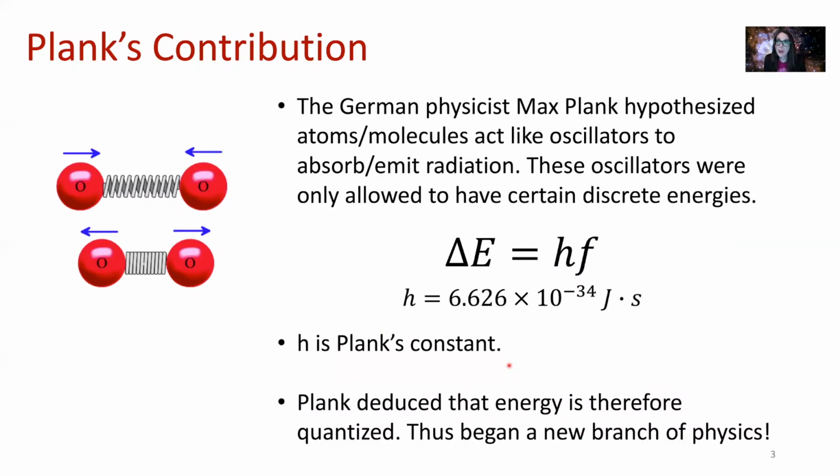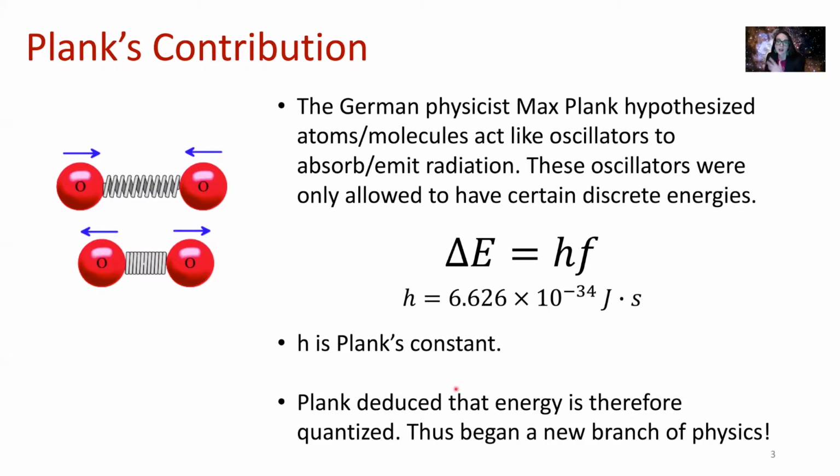Our story of quantum mechanics really begins with the German physicist Max Planck. He hypothesized that atoms or molecules can act like oscillators to absorb or emit radiation. These oscillators, think about them as being connected by springs, and we talked about oscillation previously in the first semester of our physics course. These atom-molecule oscillators were only allowed to have certain discrete energies. These energies equal h times f. f is our frequency of oscillation, and h is what we call Planck's constant. Planck's constant is 6.626 times 10 to the minus 34 joule-seconds.